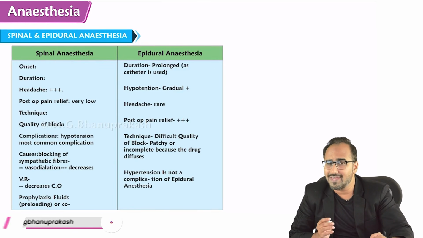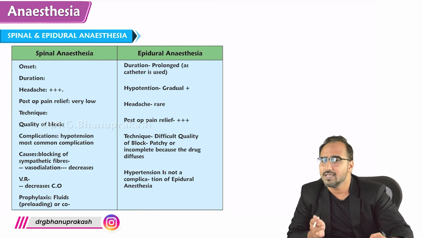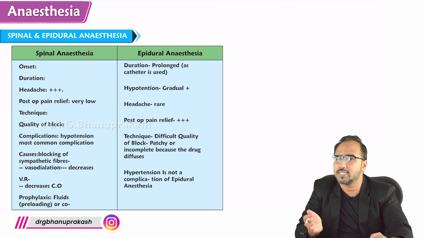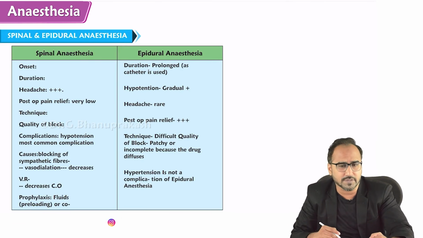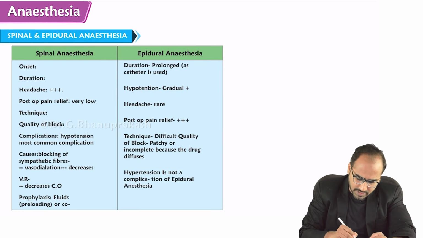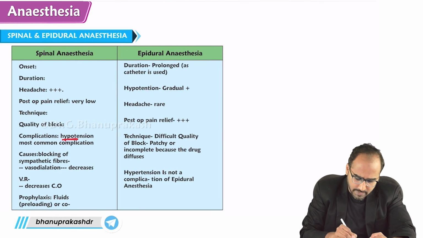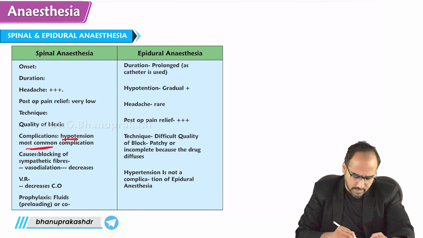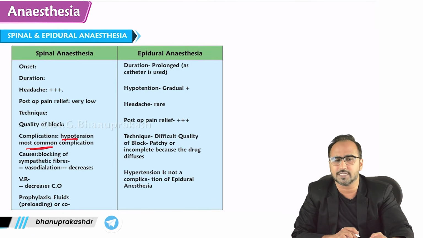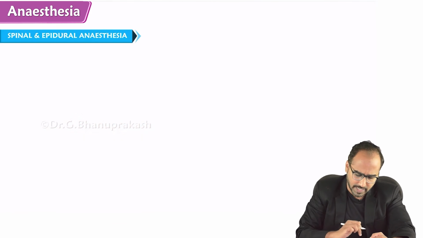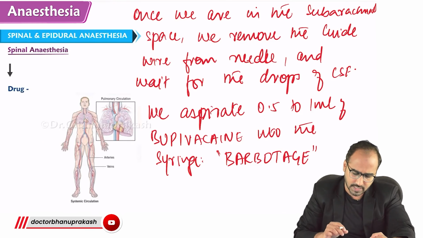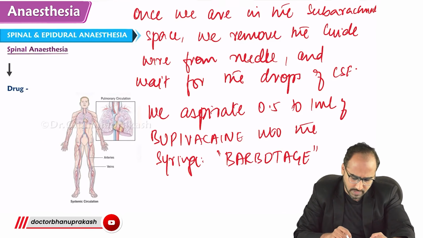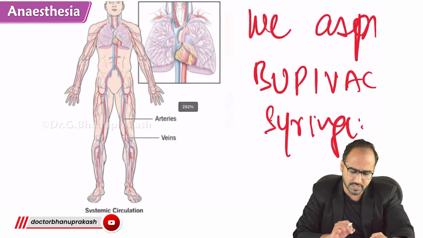Because we have anticipated the complication, the most common complication of spinal anesthesia. The most common complication of spinal anesthesia is hypotension. Why do you see hypotension, guys? What is the reason for the patient developing hypotension in spinal anesthesia? I'll tell you the reason. Everyone look over here, you will come to know.